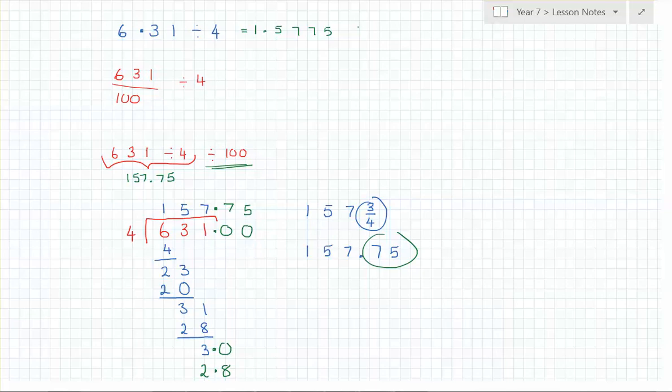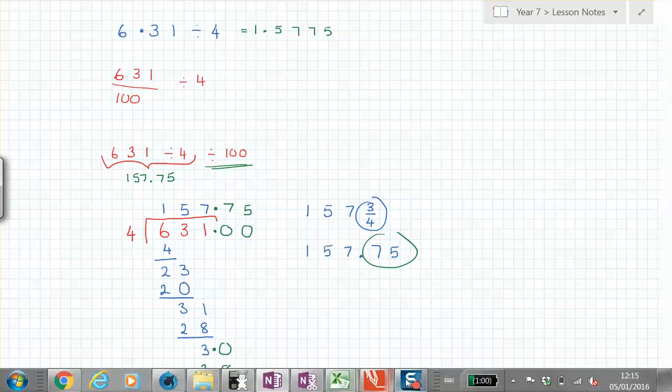Okay. 6.31 divided by 4. Is it 1.5775? 6.31 divided by 4 equals 1.5775. Whoa, so we got it right. No way. No way.